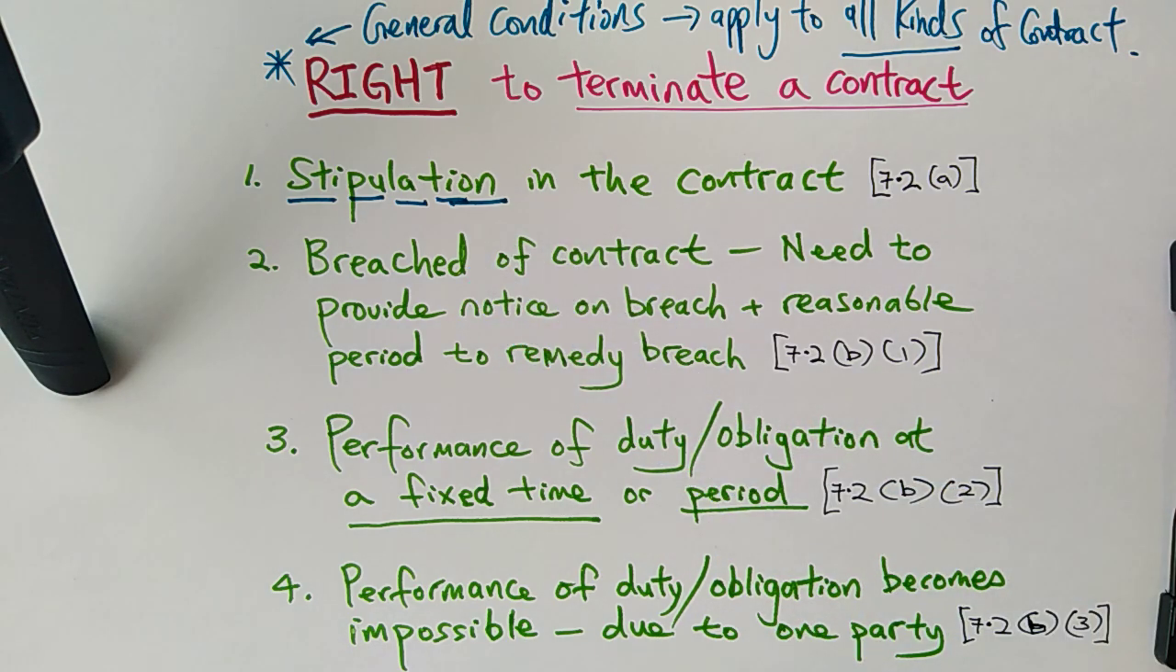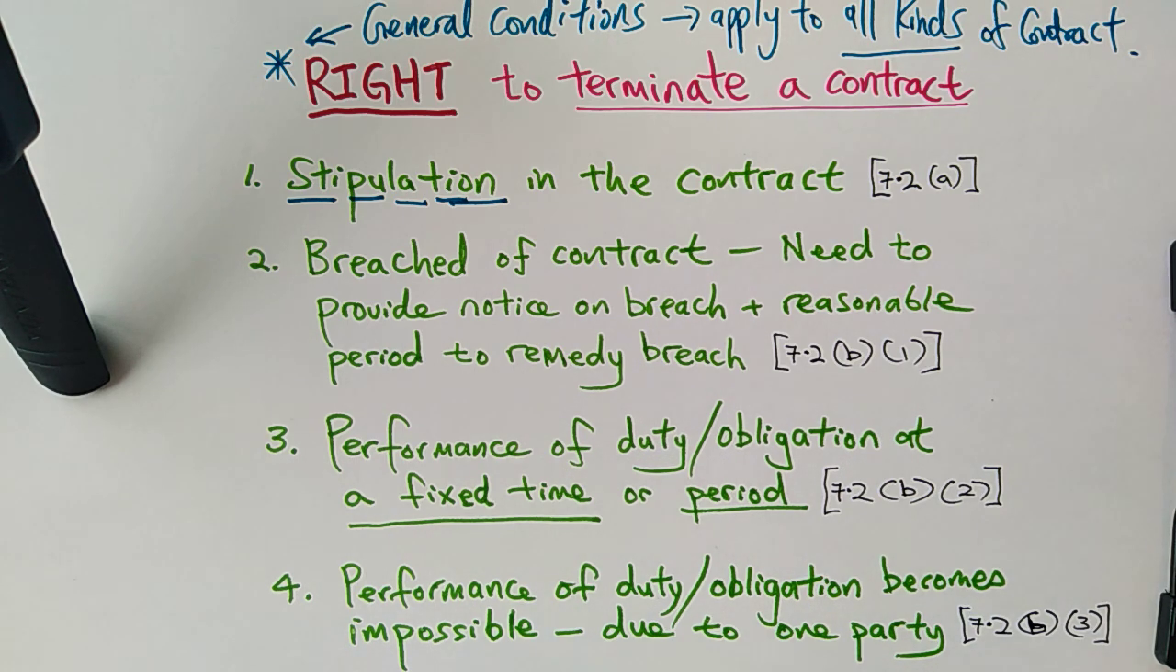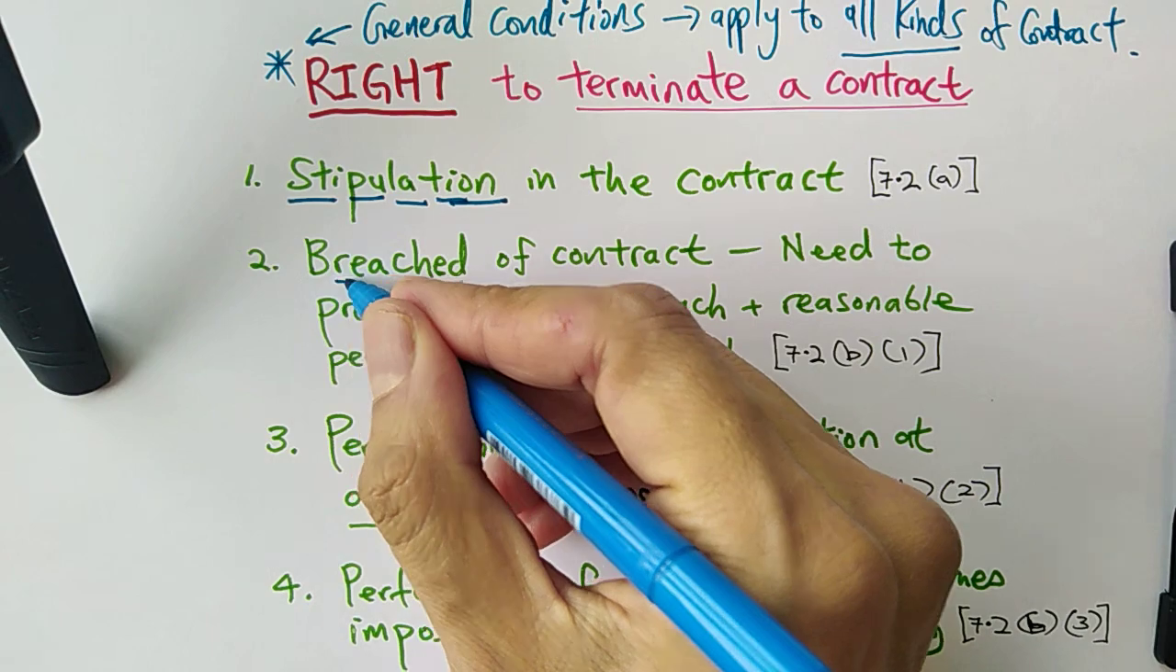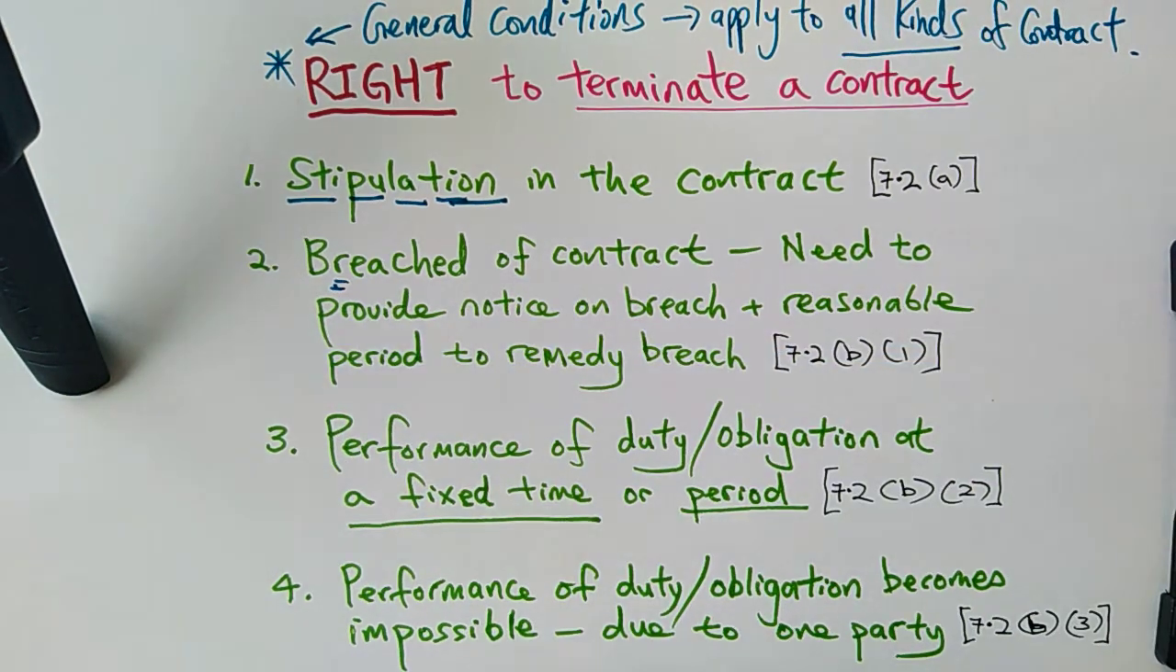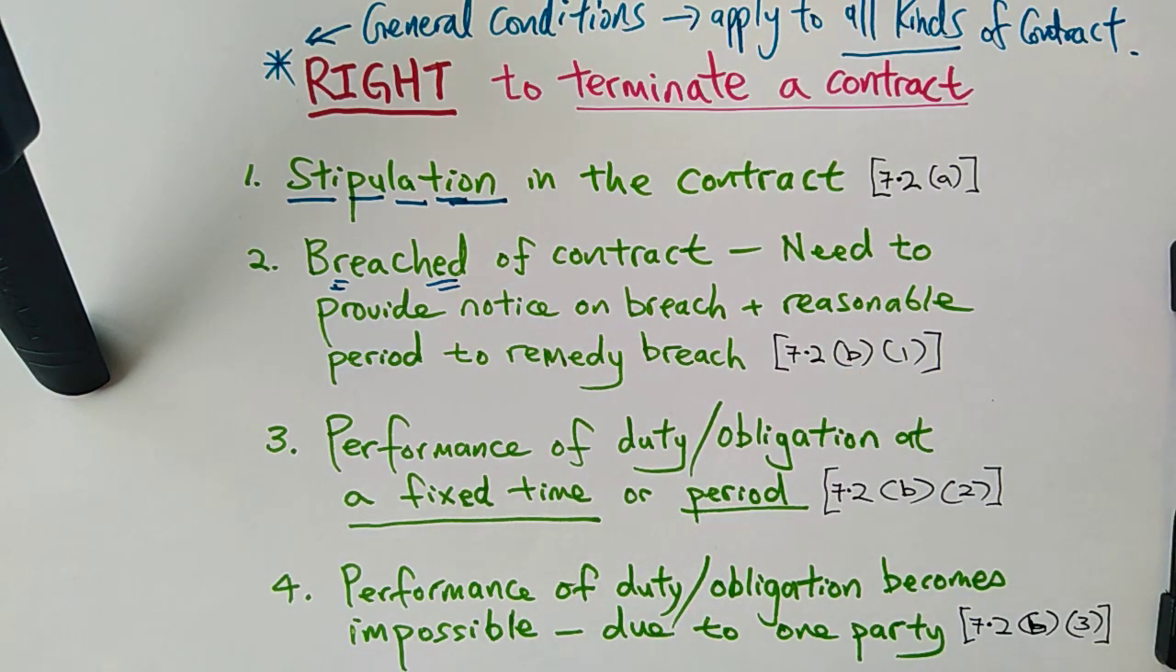The next right to terminate a contract is the one that most commonly arises. And that is what you learn in Basic Law on breach of contract. Breach of contract. Breach, not beach. Not Thale beach. Breach of contract.